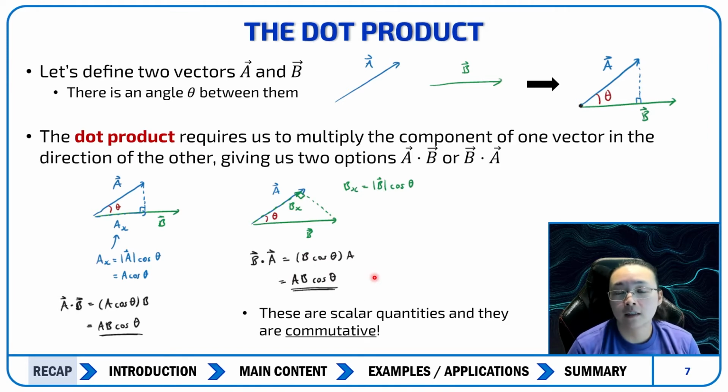So as you can see, it doesn't matter if we do a dotted with b or b dotted with a, you get the same answer. It is a scalar answer, and because you can flip them around and get the same answer, they are called commutative.